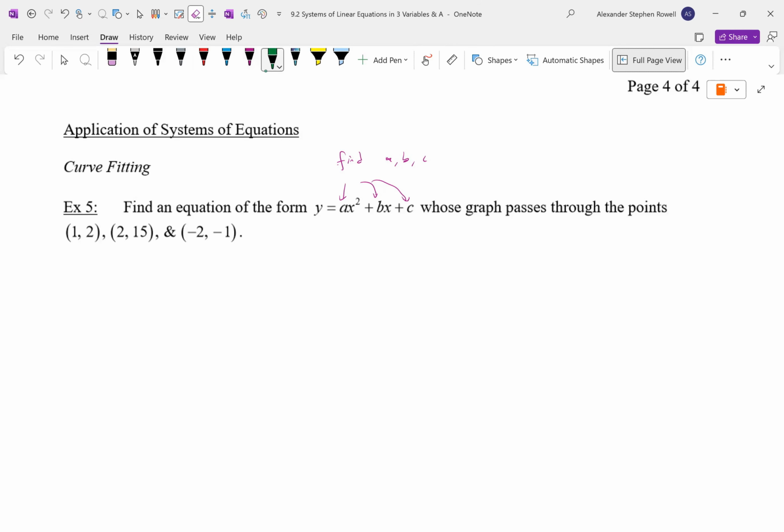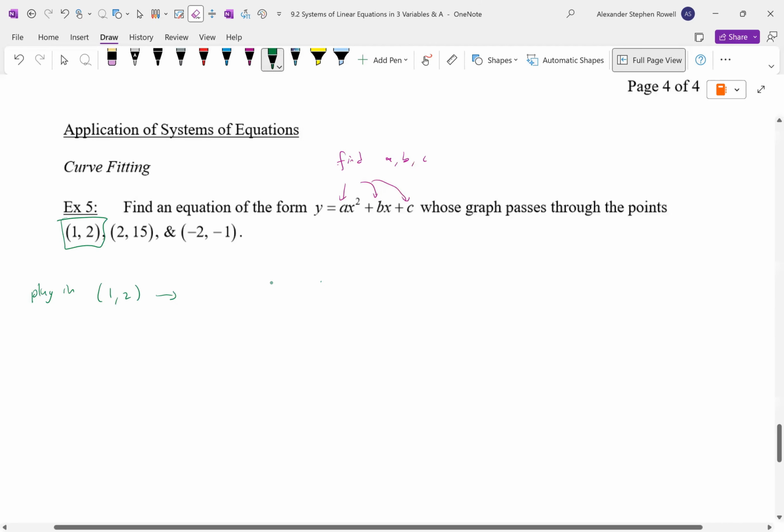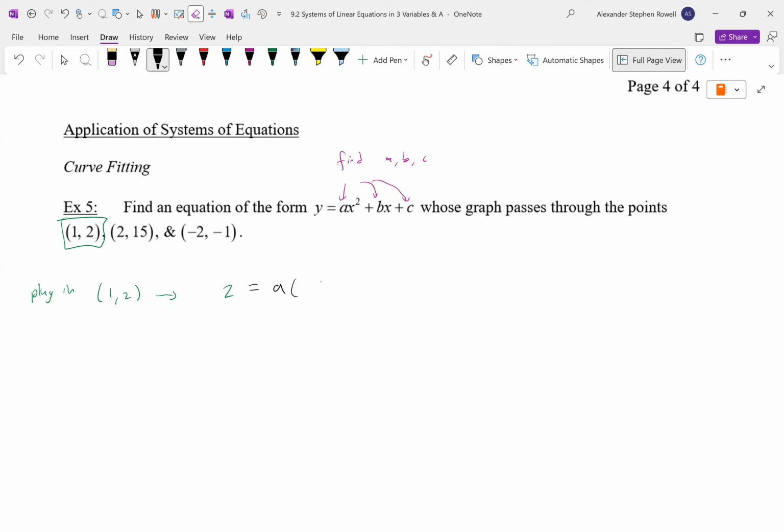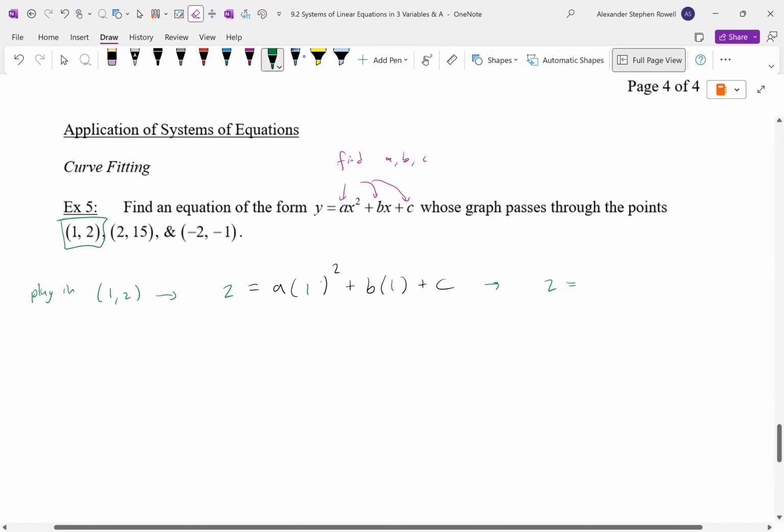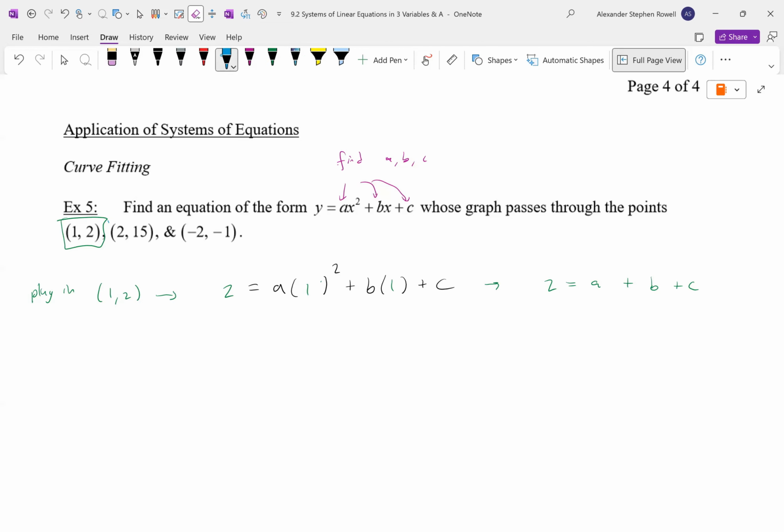Let's use the first ordered pair, 1, 2, and plug it in. So if we plug it into our equation, we know that the y value is 2. It's equal to a times the x value squared plus b times the x value plus c. So we're plugging in the x value of 1. We get 2 is equal to a times 1 squared, which is a, plus b plus c. Are there any questions about this?